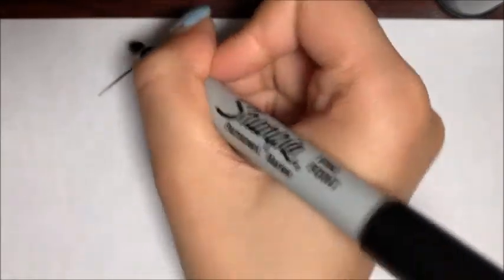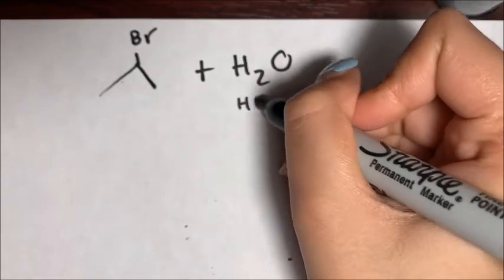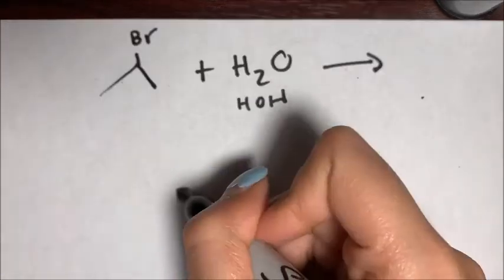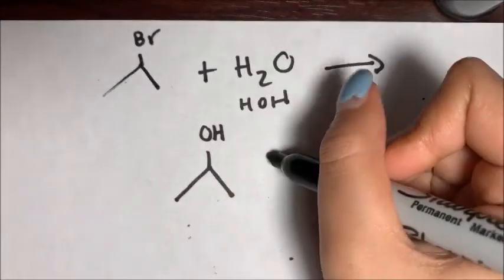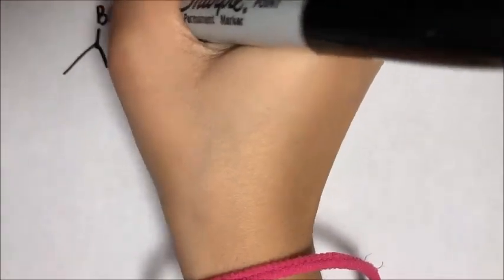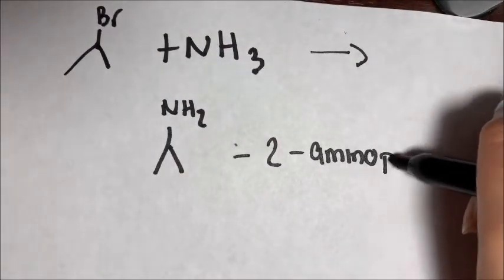There is one more type of reaction for alkyl halides. It is called substitution of an alkyl halide, and you can replace the halogen with an OH or an NH2, so you turn it into an alcohol or an amine. For example, if we have 2-bromopropane plus water, the H2O will replace the bromine with an OH, so we will have 2-propanol. Now, if we have 2-bromopropane plus NH3, the bromine will react with NH3, leaving an NH2, so we will have 2-aminopropane.